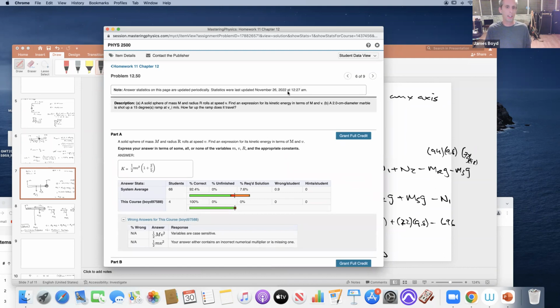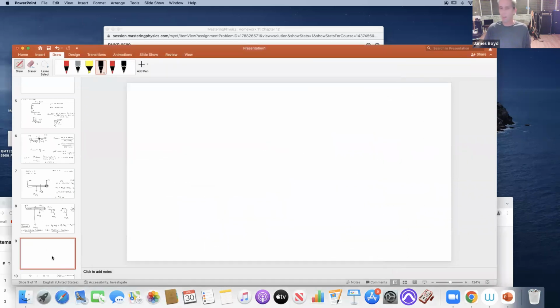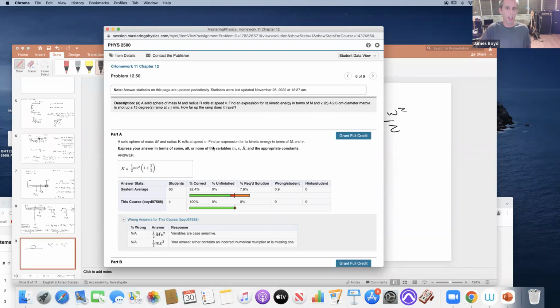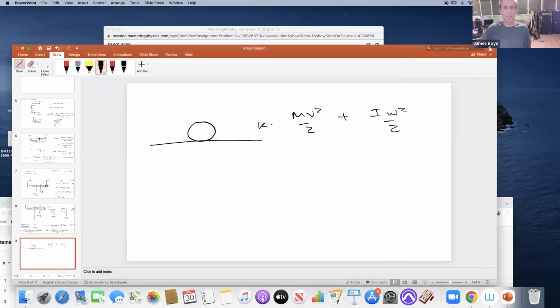A solid sphere is rolling, and this thing's rolling. So when something rolls, it has kinetic energy, mv squared over 2, plus energy of rotation, I omega squared. So we want an expression for the kinetic energy only in terms of m and v. We need to turn this into m and v. I for a solid sphere is 2/5 m r squared. Omega, if we remember, v is r omega, then omega is v over r.